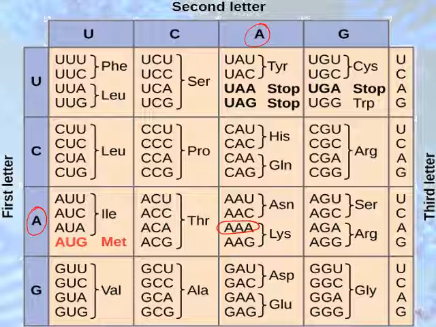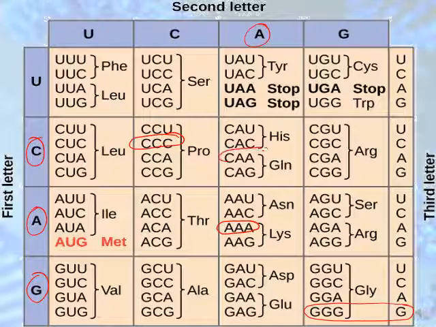Second one, it's CCC. So the first letter is C, the second letter is C, and the third letter is C. So CCC, PRO. Let's move now to the third one, GGG. The first letter is G, second letter is G, and the third letter is G. So here it is GGG, GLY. Okay, and let's continue. We have CAA. The first letter is C, second letter is A, GLN. And we have the last one, UCG. The first letter is U, the second letter is C, and the third one is G, SER. So this is the sequence of the amino acids by the help of the genetic code table.